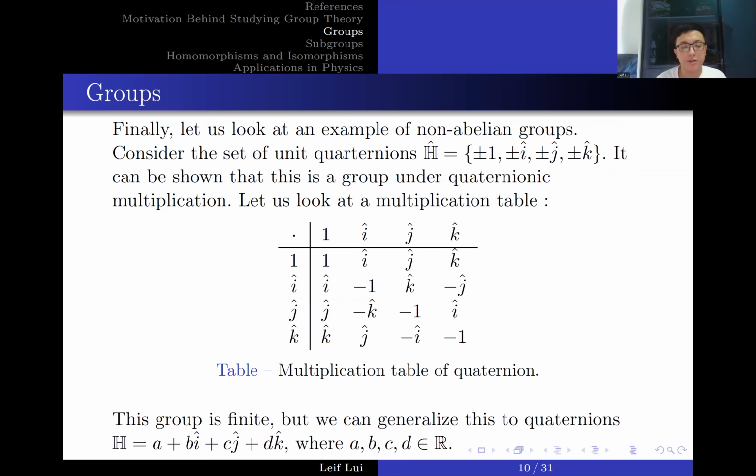So that's trivial. And finally, we've already checked that this is a group, but we need to check whether this is abelian or not.